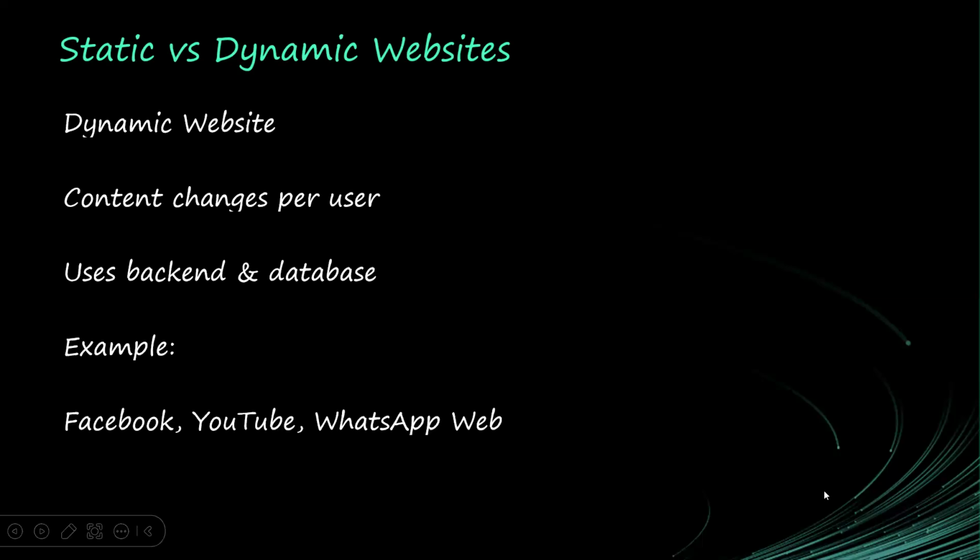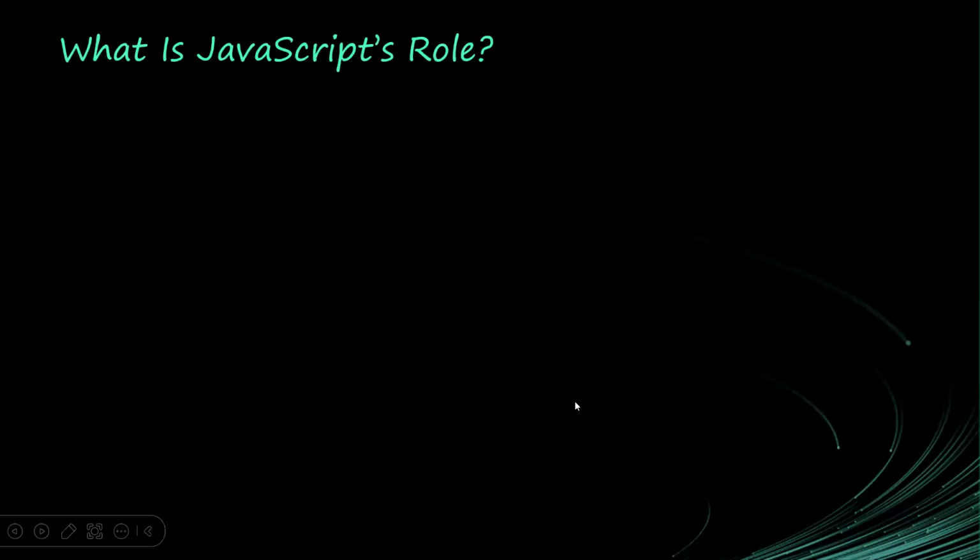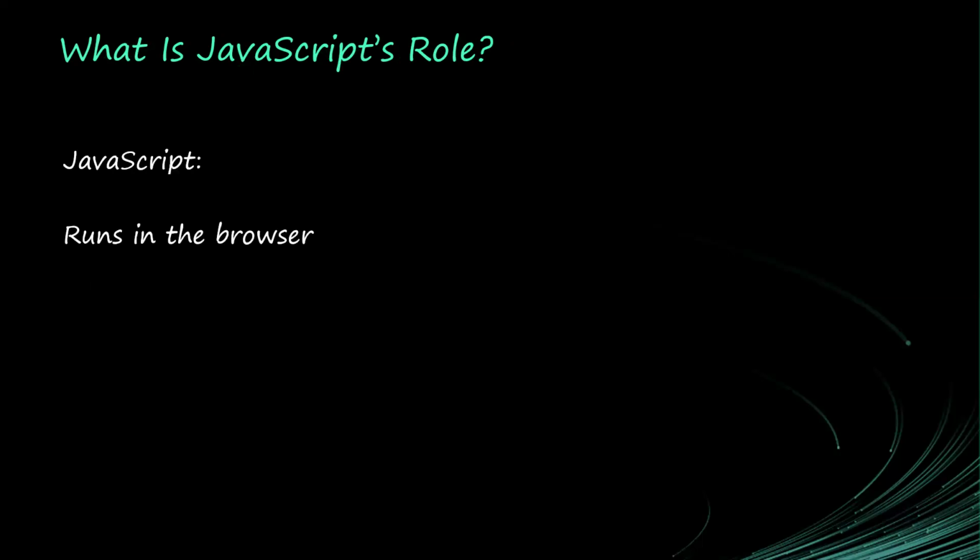So examples of dynamic websites are Facebook, YouTube, WhatsApp Web, and the website that we'll be building in this 30-day free series. Okay. So what is the role of JavaScript? Because we'll be doing a lot with JavaScript. What is the role? JavaScript runs in the browser.